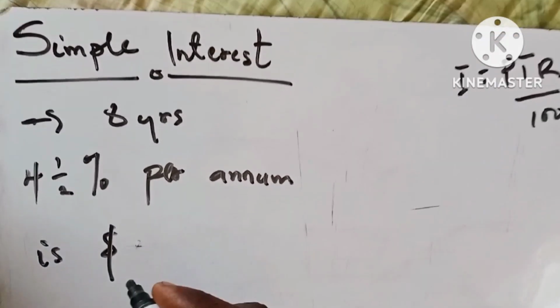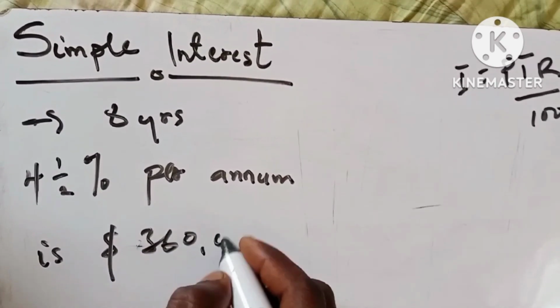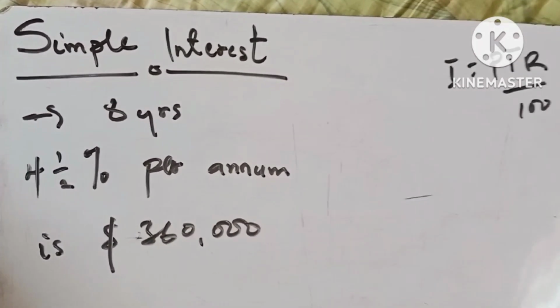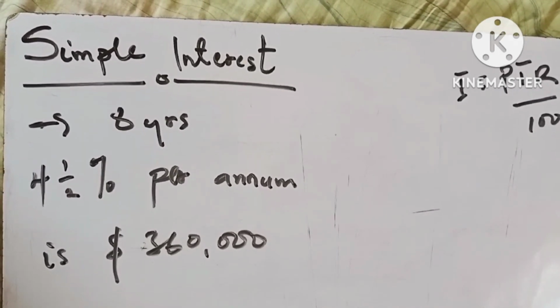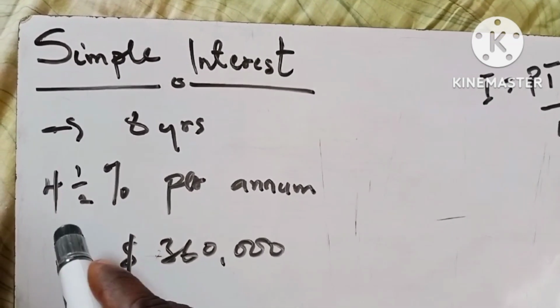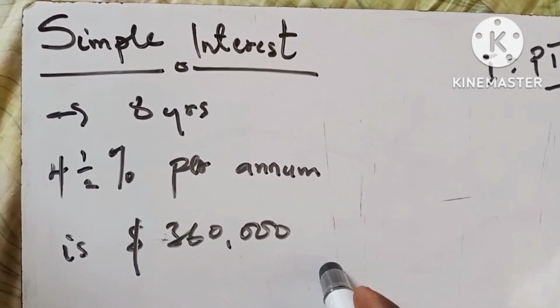So let's say we have $360,000, right? So this is the money. So the simple interest, or find the sum of the money on which a simple interest for 8 years is 4.2% per annum. That is the amount that we are having at the end here.